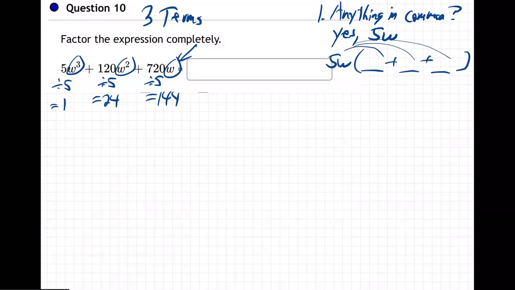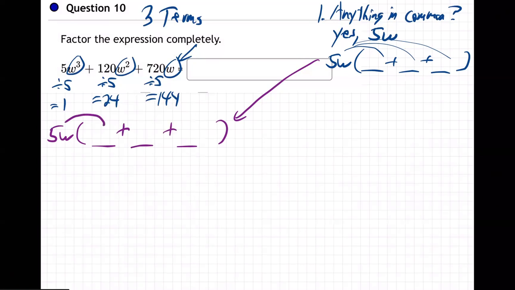So I'm going to put the 5W in the front, one big parenthesis, and then the three terms on the inside with pluses in between, and then whatever multiplies correctly.